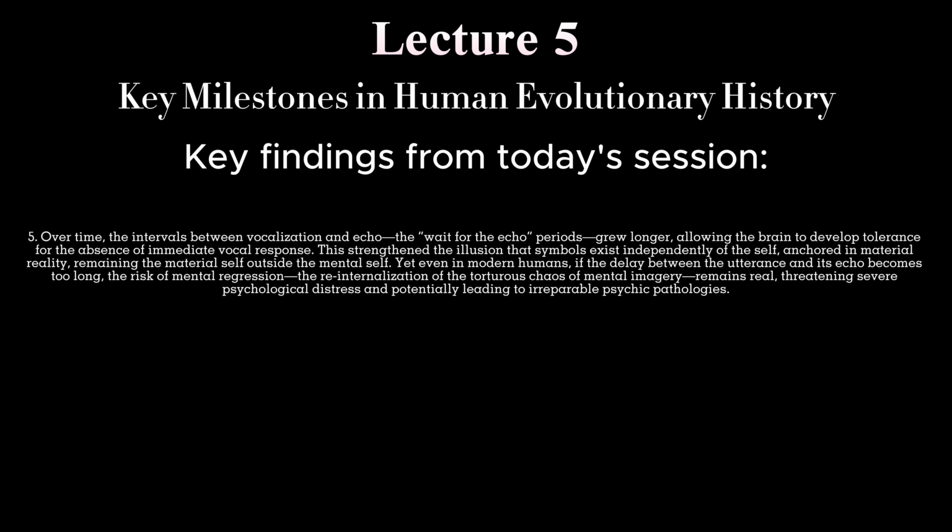5. Over time, the intervals between vocalization and echo, the wait for the echo periods, grew longer, allowing the brain to develop tolerance for the absence of immediate vocal response. This strengthened the illusion that symbols exist independently of the self, anchored in material reality, remaining the material self outside the mental self. Yet even in modern humans, if the delay between the utterance and its echo becomes too long, the risk of mental regression, the re-internalization of the torturous chaos of mental imagery, remains real, threatening severe psychological distress and potentially leading to irreparable psychic pathologies.